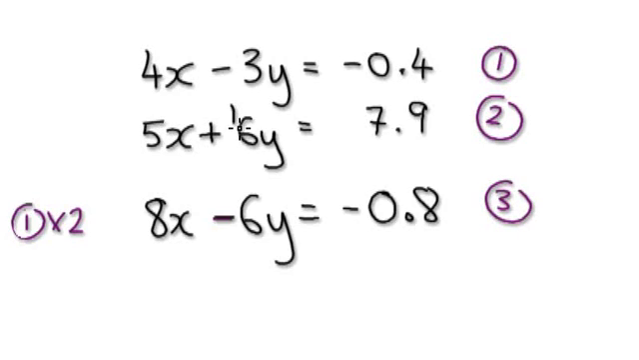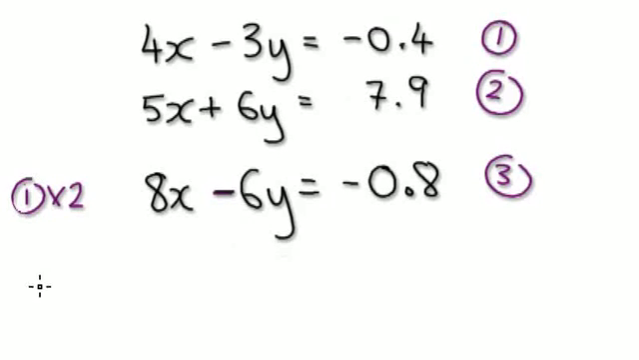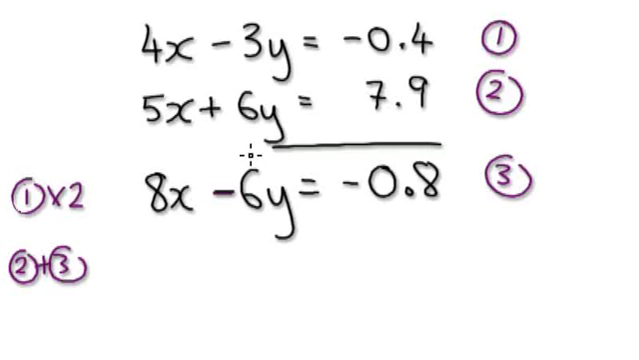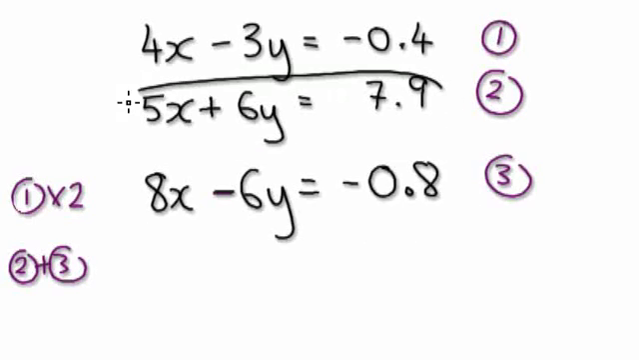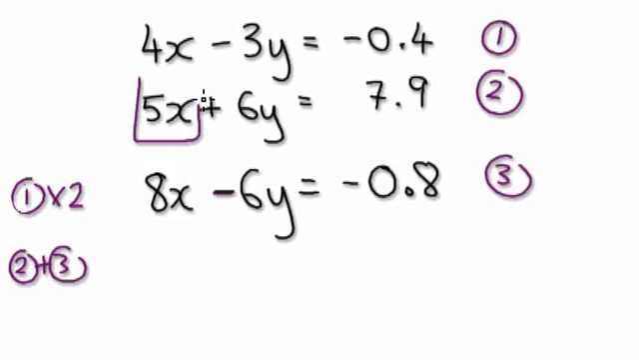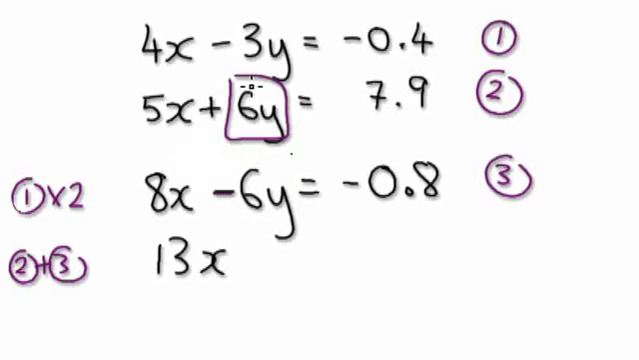Now look at this here. This 6y, positive 6y, and then you've got negative 6y. If you add the two equations, the two y's will kill off each other. So let's get equation 2 and then add it to equation 3. So basically we are going to get the whole thing here, add it to this whole thing here. So this would be 8x plus 5x, that would be 13x, and then you've got negative 6y, and then here you've got 6y. They're going to kill off each other, leaving you nothing.